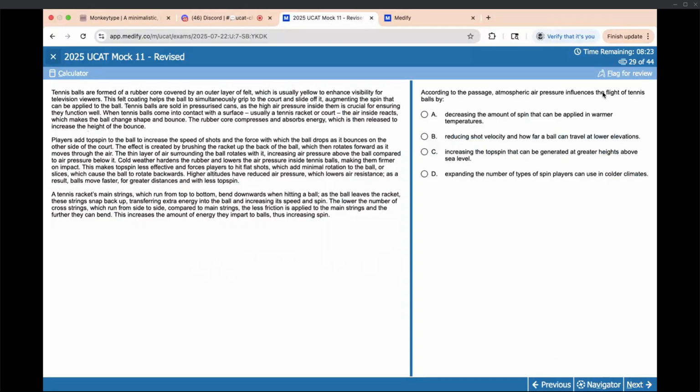According to the passage, atmospheric pressure influences the flight of tennis balls. It says here the cold air increasing compared to air pressure below it, the pressures making firmer on impact. So they can have minimal rotation, or they can balls move faster. So air resistance and pressure would change the speed of the ball and the spin.